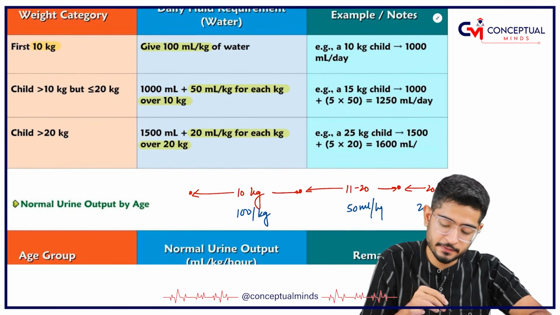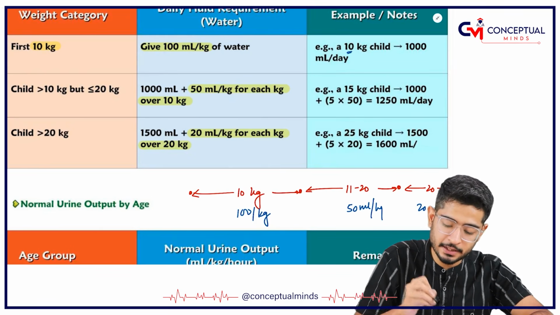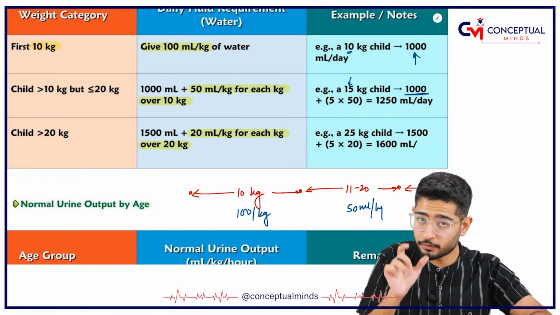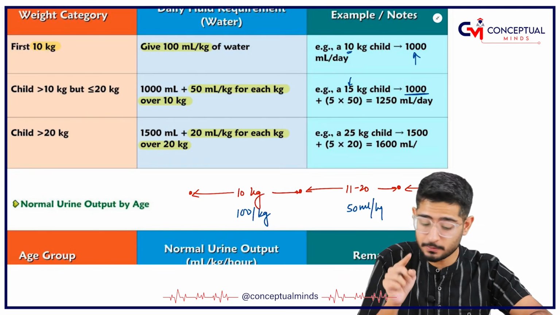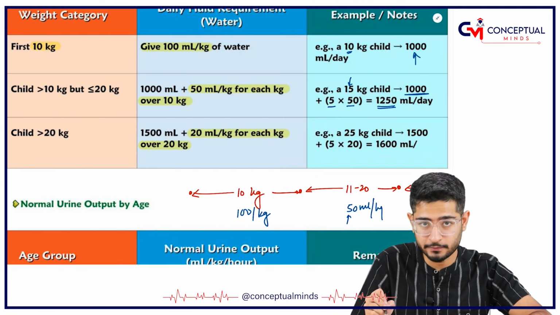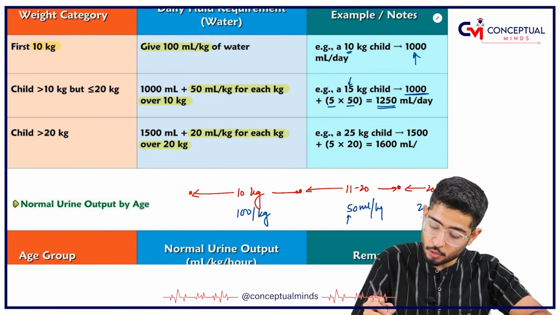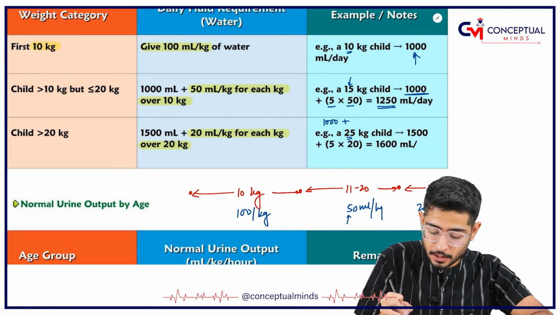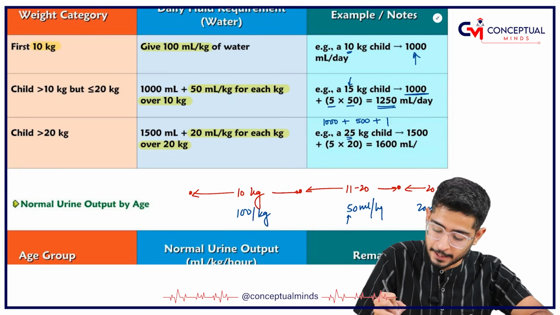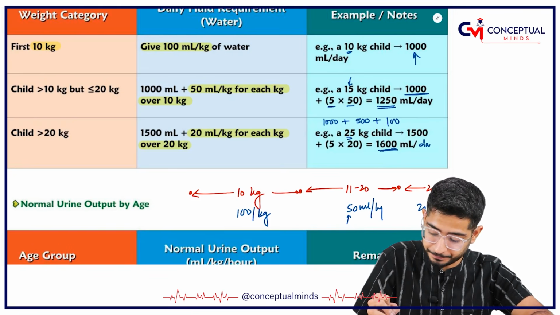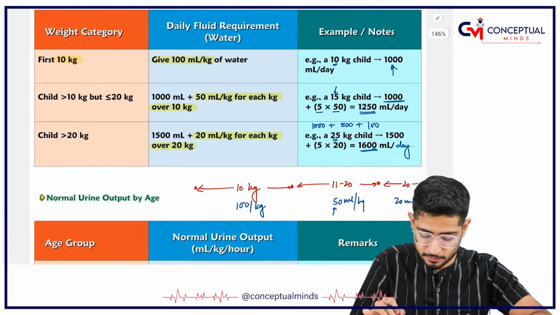So for example, if a child is 10 kgs, then you have to give 10 into 100, that is 1000. If a child is 15, of course 1000 has to be given, but for the 5 kgs above the 10 kgs, we'll multiply it with 50. So 5 into 50 is 250, total is going to be 1250. And in the end, the child who is 25 kgs, for example, of course 1000 we have to give, of course 50 into 10, 500 we have to give, plus 5 into 20, that is going to be 100. So we have to give 1600 ml per day. This much amount we have to give.